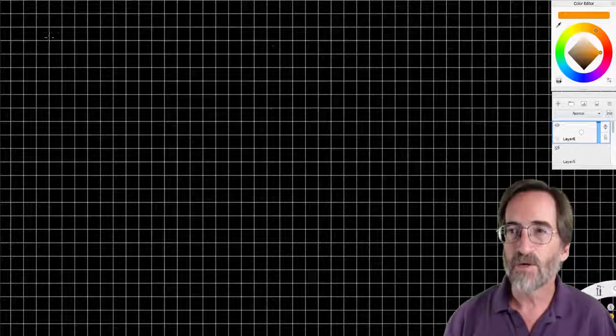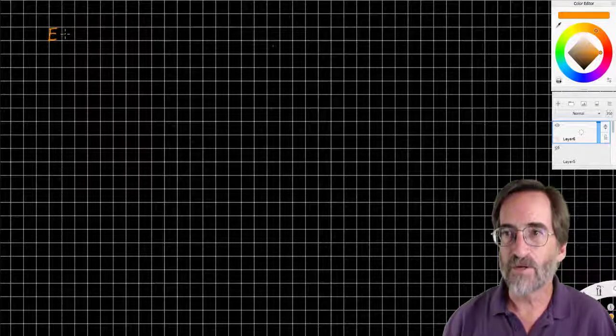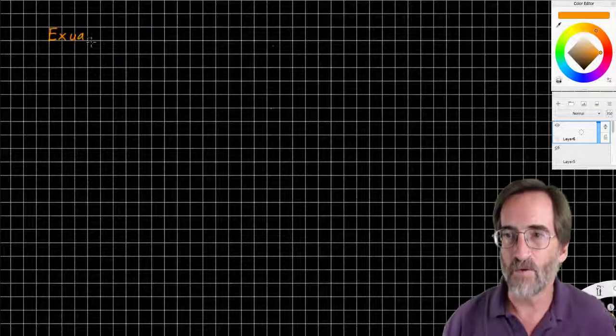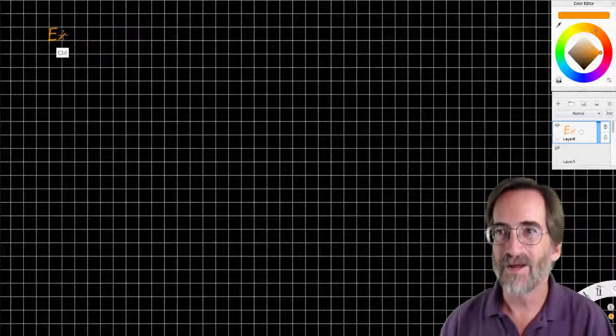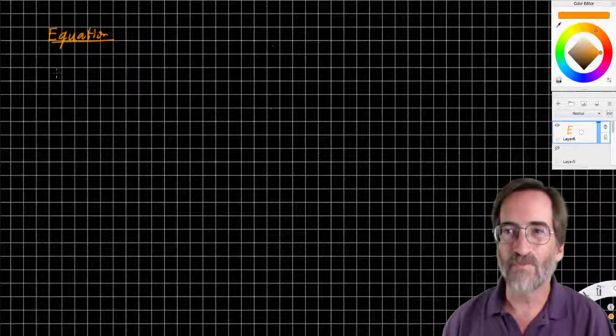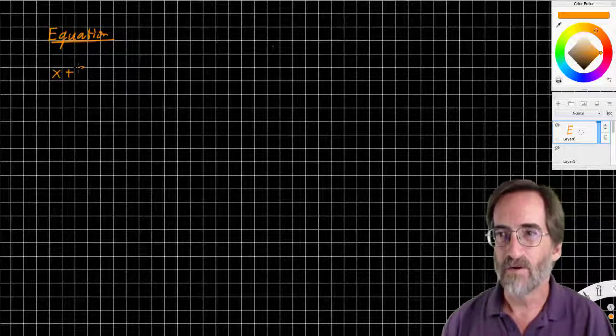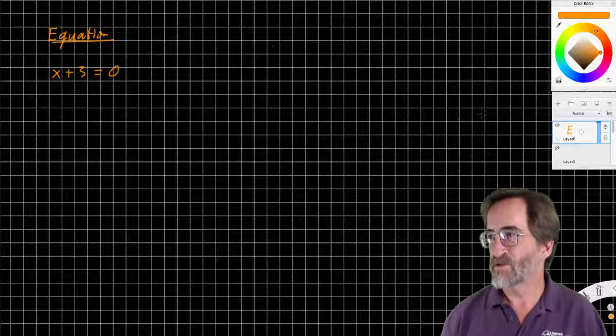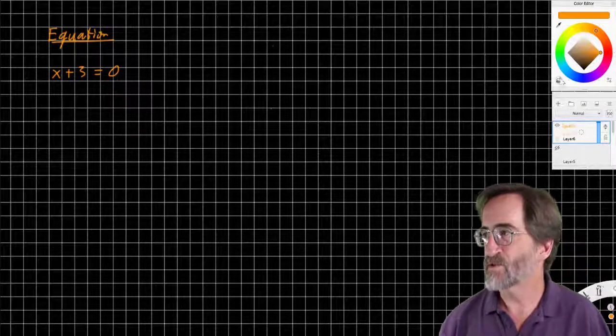All right, let's go ahead and get started. An equation is a mathematical expression that is set equal to another mathematical expression. Well, what am I spelling? Equation. All right, and so, for example, x plus 3 is an equation. I want to introduce you to some of the steps we use in solving equations.